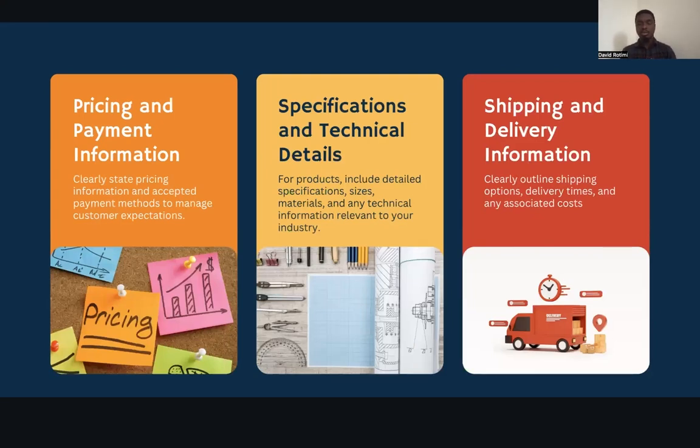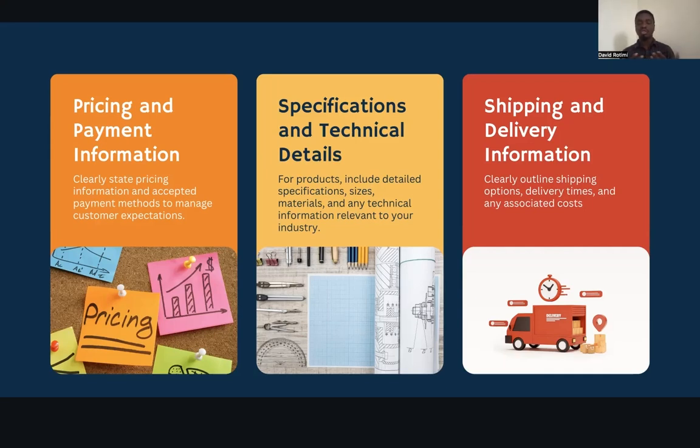Another thing you want to include is pricing and payment information. You clearly state what the pricing information is, what your accepted modes of payment are, what your payment policy is, if there are refunds available. All this information is very important to include. Another thing, if possible, depending on the nature of your product, are specifications and technical details. Some products require this kind of information, so you want to include every single specification and technical detail that would be necessary to have an amazing experience for the person who is viewing your products. So include material, sizing, every technical information that's also relevant to your industry.